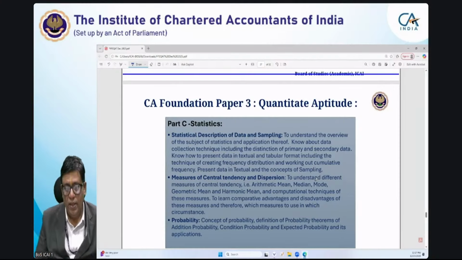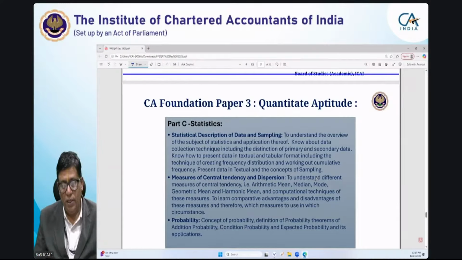Also the types of sampling, probability sampling and non-probability sampling. Next, coming to the measures of central tendency and dispersion topic. When we collect the data, after that there are measures of central position values. Here, arithmetic mean, median, mode, geometric mean, and harmonic mean are the various computational techniques for measures of central tendency. Respective properties are also important.